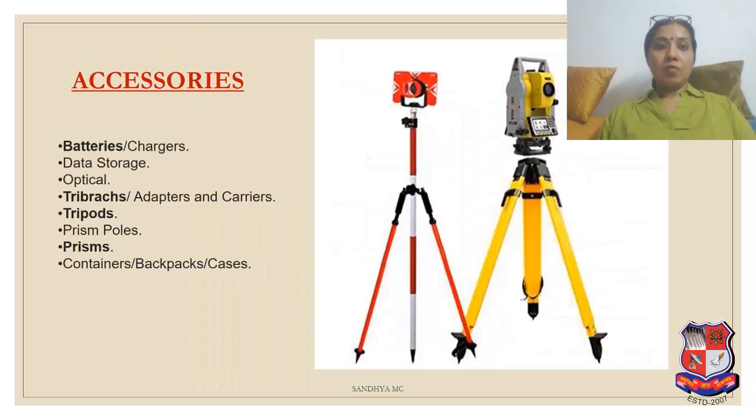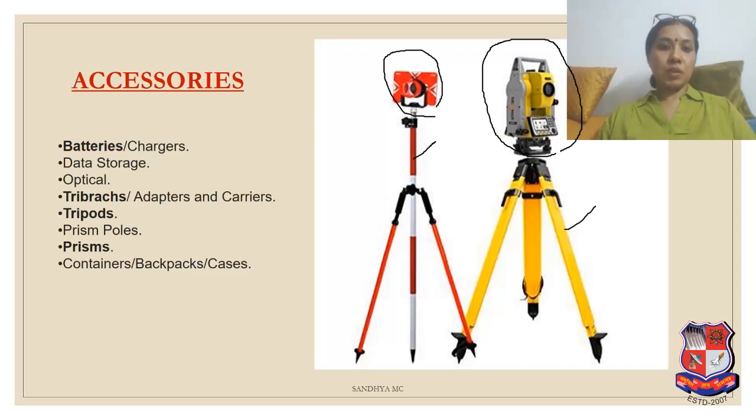Now we will see what are the accessories coming along with this total station. This is the portion already explained in the previous slide. This is the tripod, and this is the prism rod, and this is the prism arrangement. It comes with the batteries, dry bags, and the containers. All this comes together with this total station.